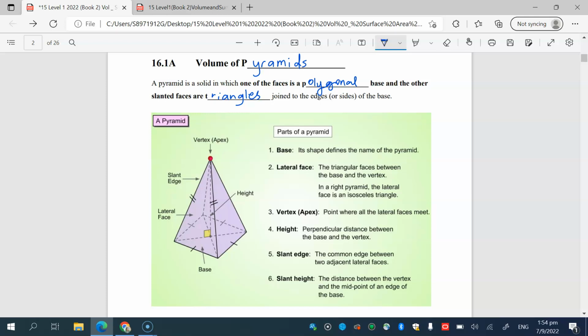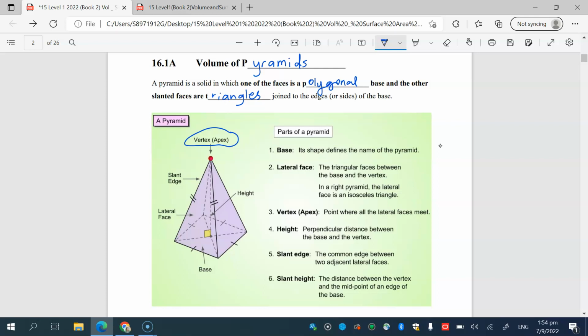So the base over here, in this case, it is a square, right? This shape defines the name of the pyramid, okay? And the lateral faces are these triangles over here, okay? The triangular faces between the base and the vertex. Okay, so what's a vertex? The vertex is the top over here, okay? The point where all the lateral faces meet, where all these triangles meet, right? That is called the vertex, the tip of the pyramid, okay? Also known as the apex.